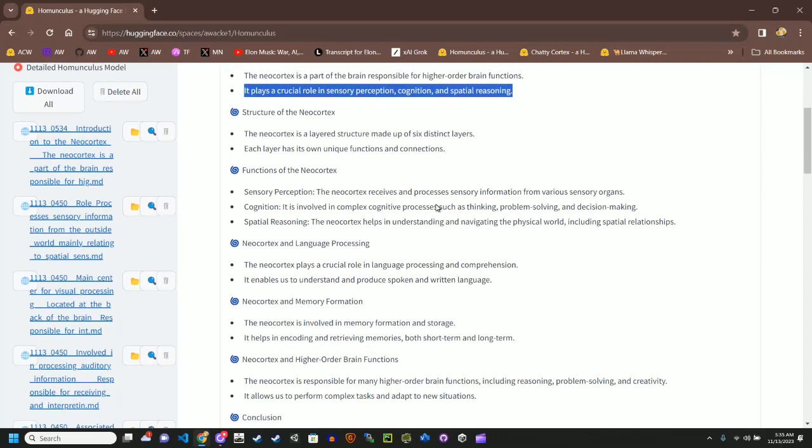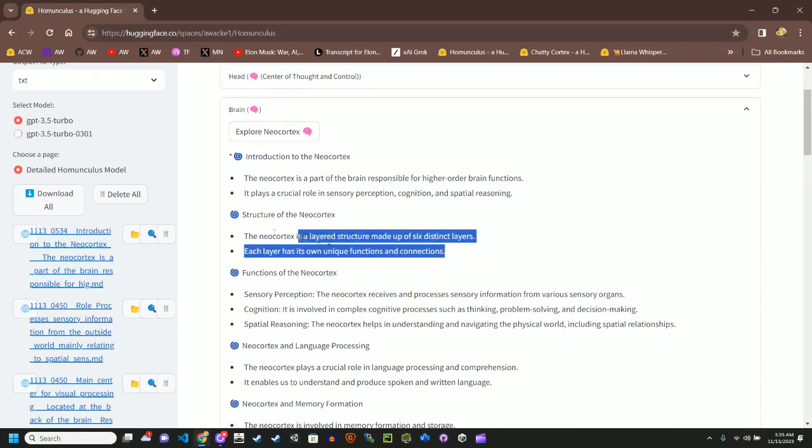Structure of the neocortex. The neocortex is a layered structure made up of 6 distinct layers. Each layer has its own unique functions and connections.